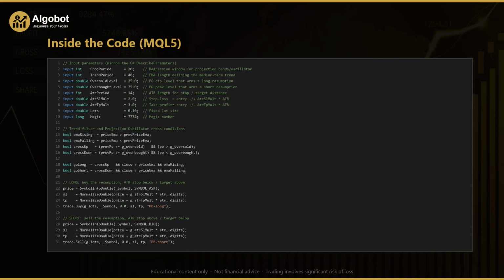ATR period, ATRSL multiple, and ATR-TP multiple govern the volatility-based stop and target, while lots fixes the trade size. Below that you can see how the decisions are formed. The strategy checks whether the moving average is rising or falling. Then it builds two cross conditions.